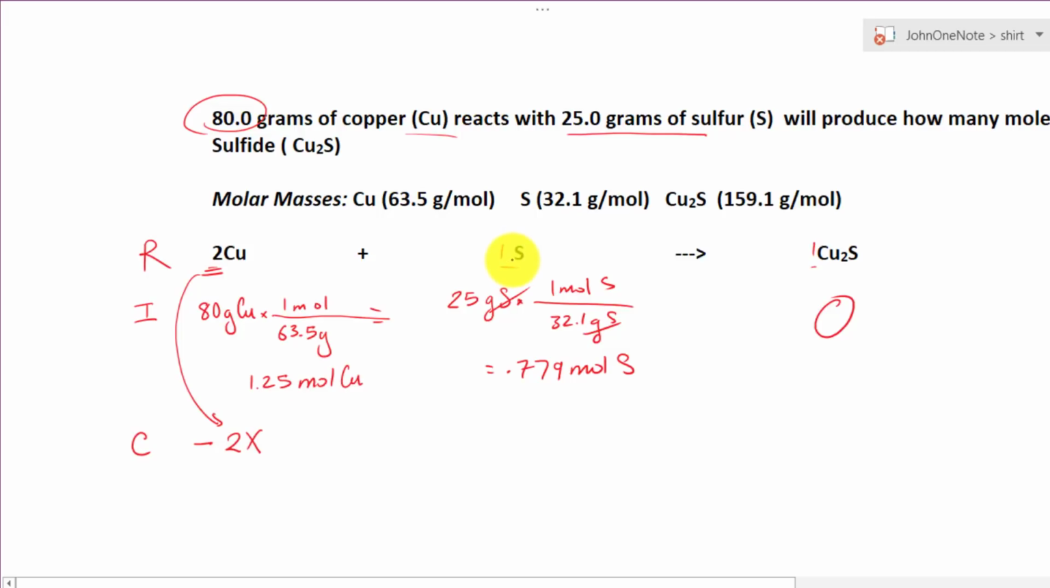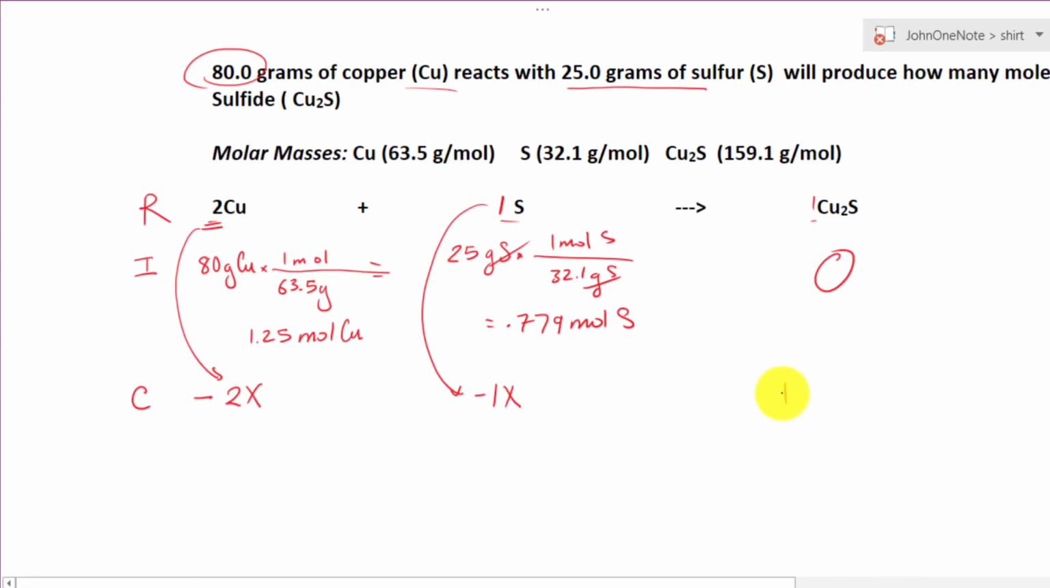Where on this reactant for the sulfur, the coefficient is 1. So we are going to have minus 1x. What about over here? Of course, we are going to be adding instead of subtracting for the product because we're making product as a chemical reaction occurs. So we have plus X right there.